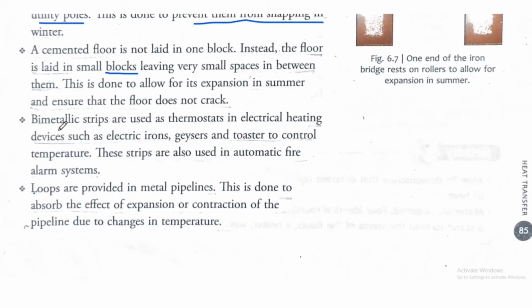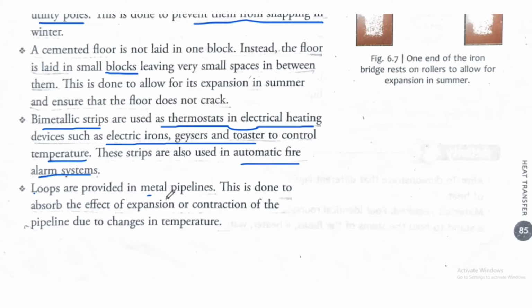Students, we have come to know that in a bimetallic strip, the metals expand by different amounts when they are heated to the same temperature. And for this reason, bimetallic strips are used as thermostats in electrical heating devices such as electric irons, geysers, toasters to control temperature. And these bimetallic strips are also used in automatic fire alarm systems.